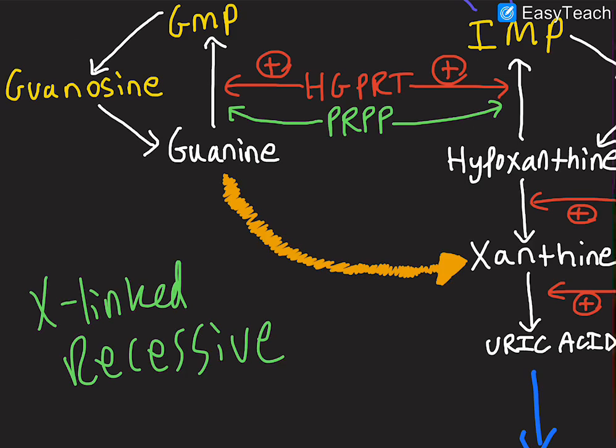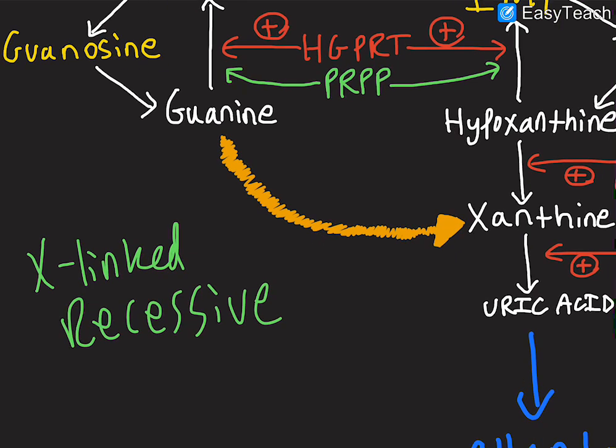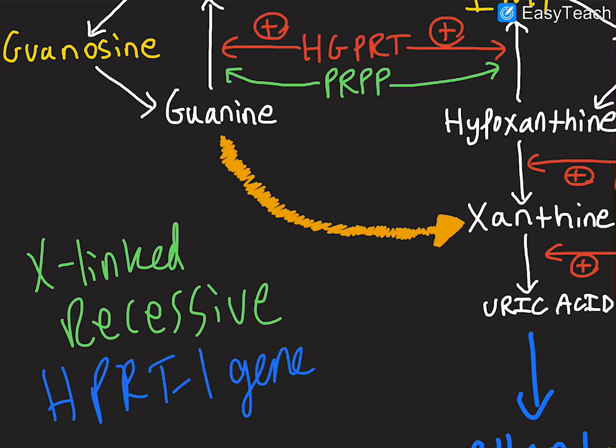Alright, so first things first, Lesch-Nyhan Syndrome is X-linked recessive, and it's specifically associated with the HGPRT, or HPRT1 gene mutation. If it's X-linked recessive, that means it's more likely to happen in males because males have an XY chromosome. So you only have one X chromosome if you're a male. So if you have the mutation, then you have it.